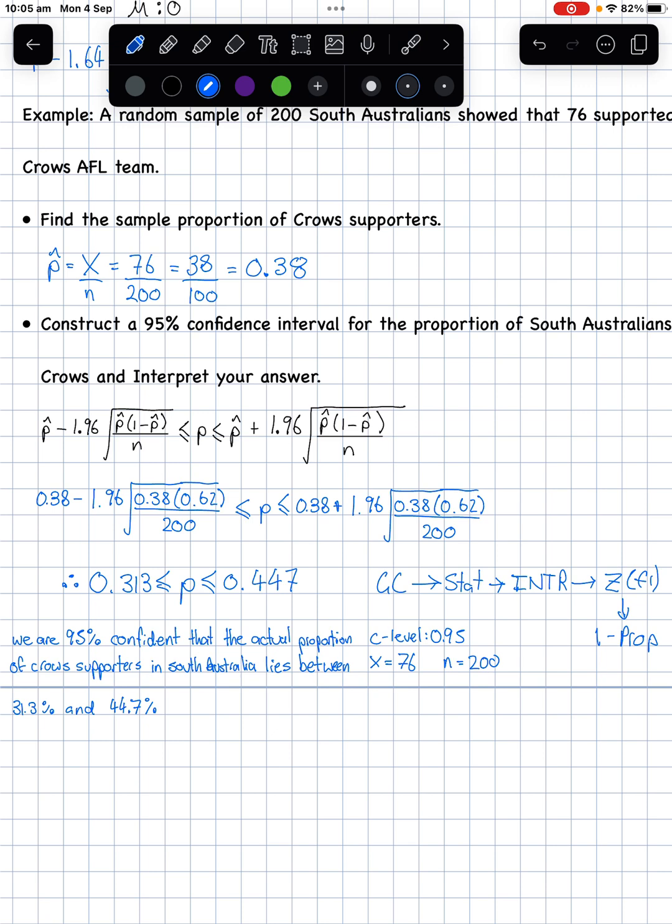So I'm going to leave that there, but that's all we're doing with those proportions. All right, thanks, guys.